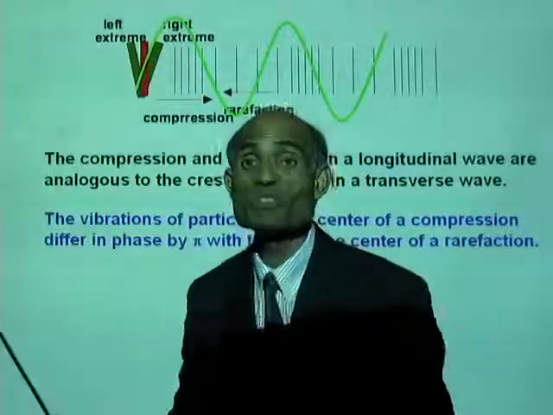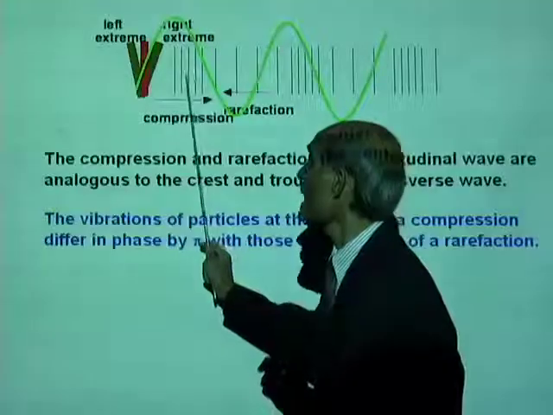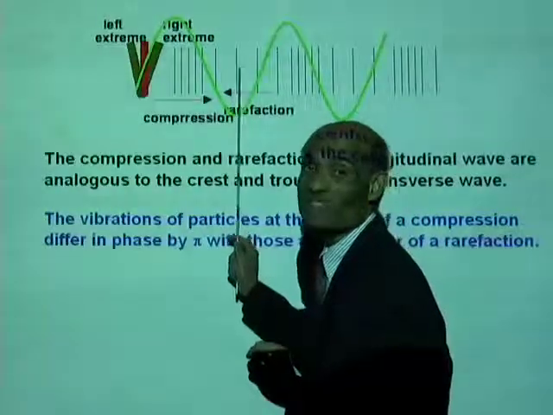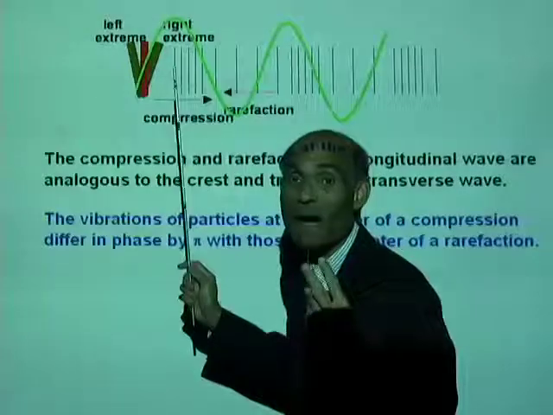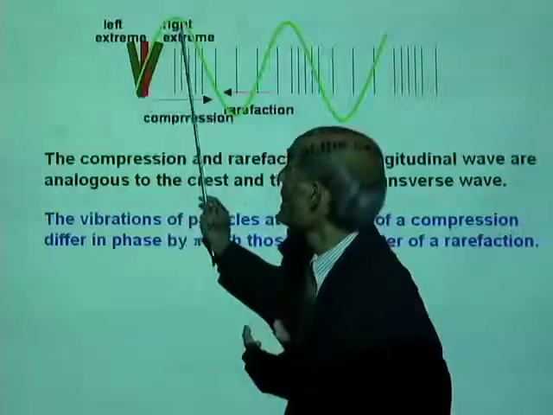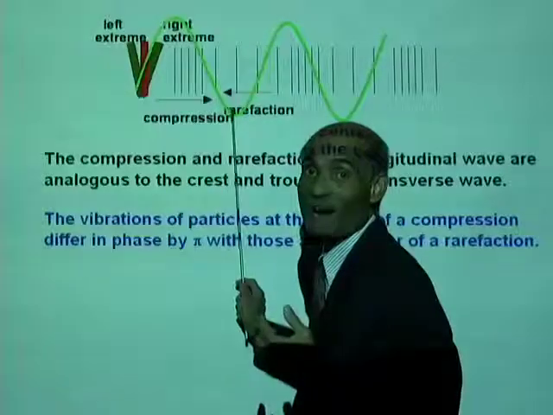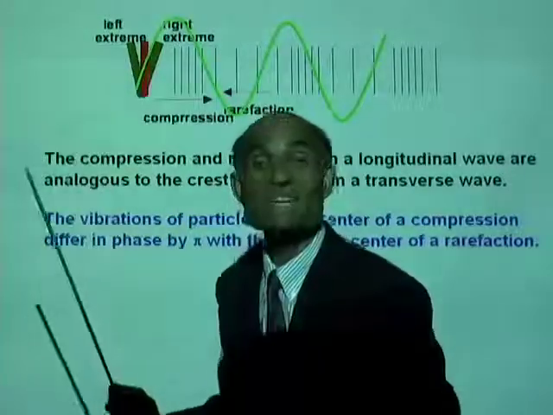The phase difference between a particle at the center of a compression and a particle at the center of a rarefaction is pi. Just the same way as the phase difference between a particle on a crest and a particle on a trough is pi.